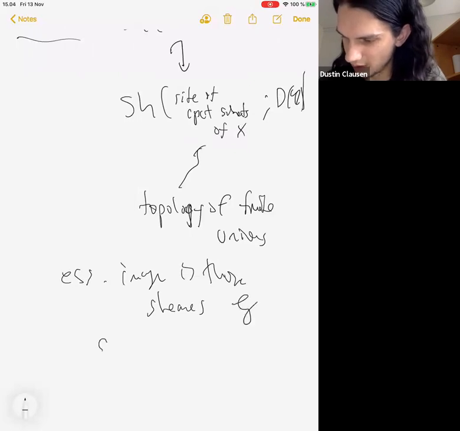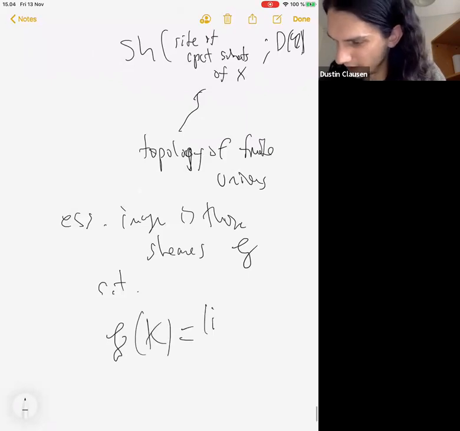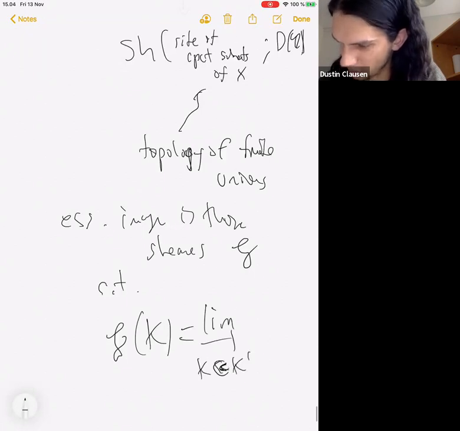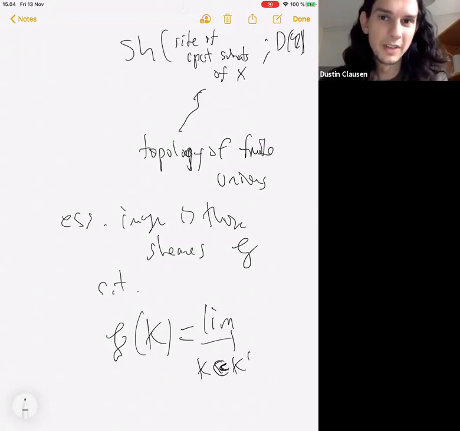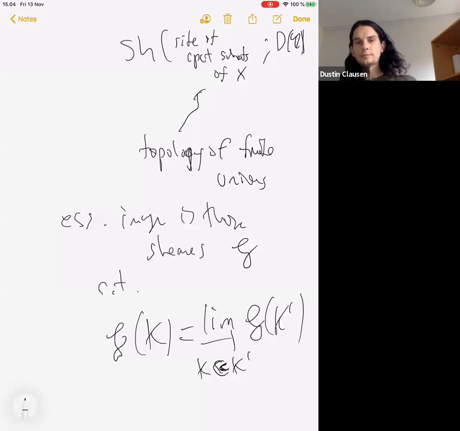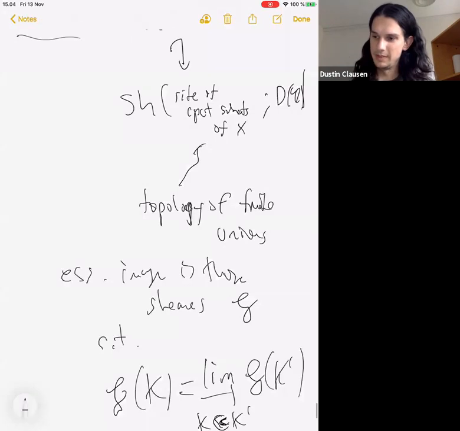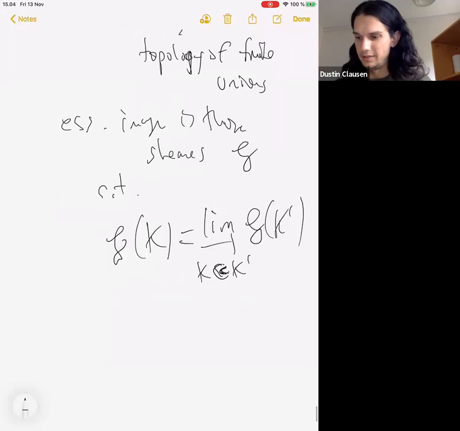G, such that if you take the value on a compact K, it's the filtered colimit over all compacts K' double-containing K, where this double inclusion notation means K' contains an open neighborhood of K, of G of K'. So you have this extra sort of continuity condition on the values on your compact subsets, and that singles out this full subcategory here. I think we should call this condition overconvergence.